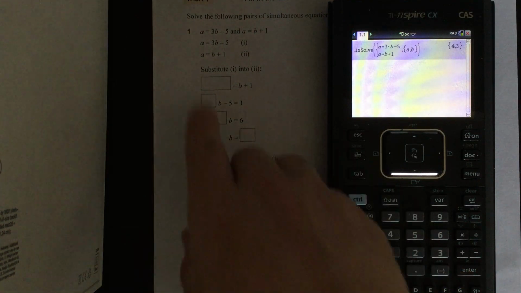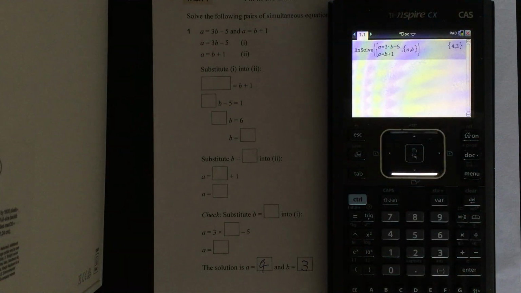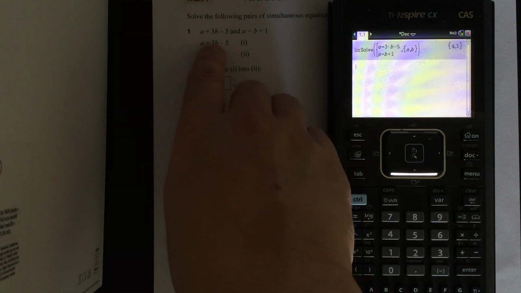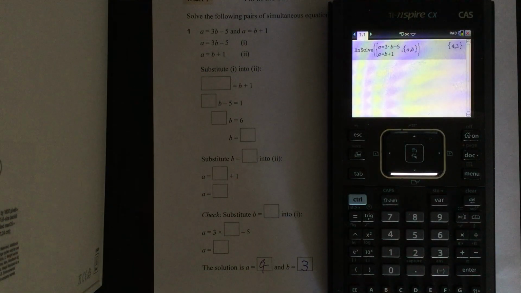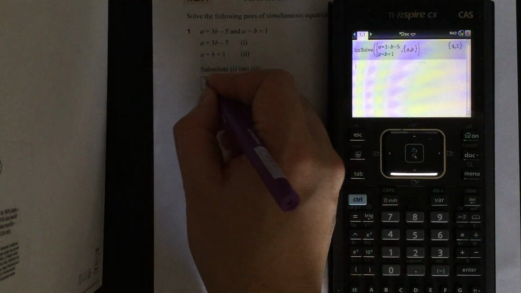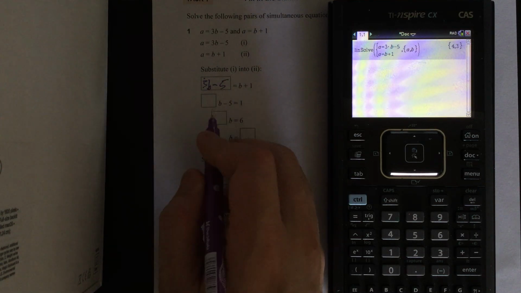Let's look at the first line. Substitute 1 into 2, folks. So what's happening here? Well, A equals 3b minus 5, and A equals b plus 1. If both of them equal A, then they should equal each other. So 3b minus 5 equals b plus 1. You simplify this equation around.